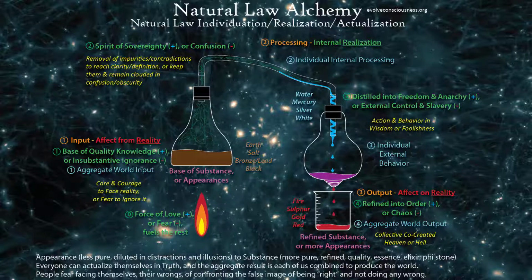So in blue we're going to start with the aggregate world input, and the second part of the blue part is the individual internal processing, and then we have the individual external behavior. So that's just part of the trivium, where there's input, processing, and then you output through your behavior. And that's also in orange, where we have 1, the input, that's the effect from reality. And then there's 2, the processing, and that's the internal realization, where we're understanding things in reality through an internal processing. And then 3 in orange, we have the output, the effect on reality. So this is the trivium aspect.